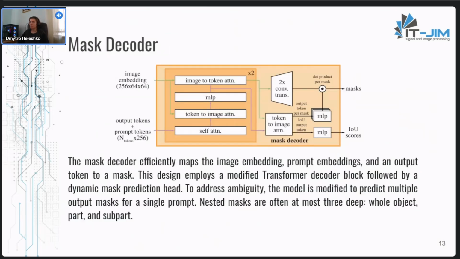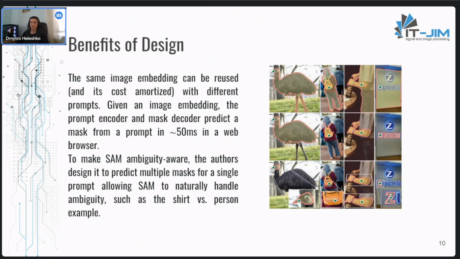The mask decoder efficiently maps the image embedding, prompt embedding, and an output token to a mask. This design employs a modified transformer decoder block followed by a dynamic mask prediction head. To address ambiguity, the model is modified to predict multiple output masks for a single prompt. Nested masks are often at most three: whole, part, and subpart, like in this figure.